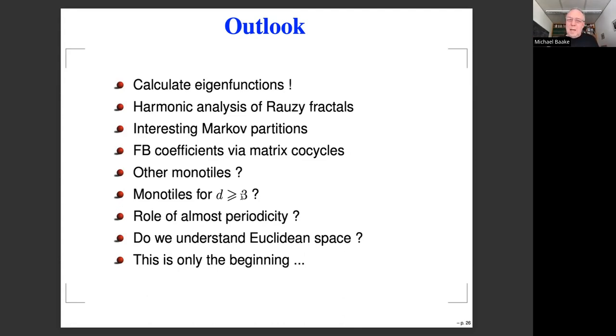And this brings me back to the initial question: do we actually understand Euclidean space well enough? And I think maybe there are lots of pieces missing, and that's why I believe this is only the beginning. And that's maybe a good point to stop, and thank you for your attention.